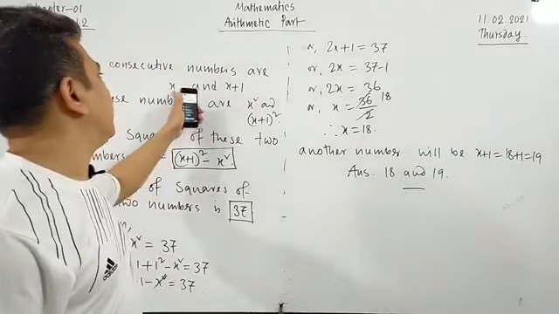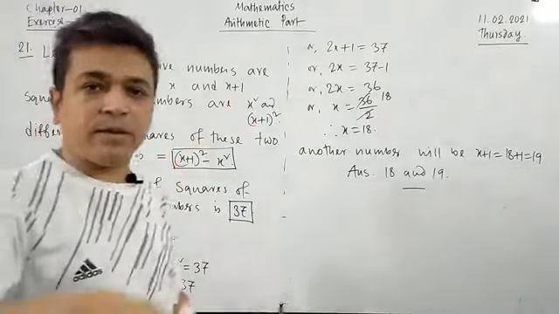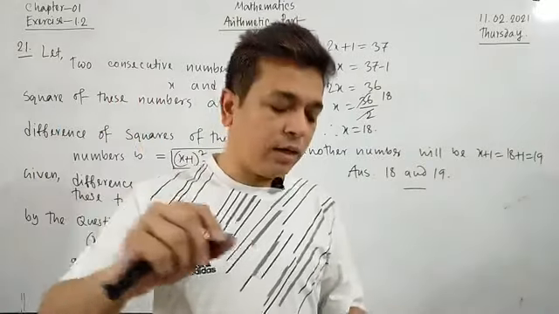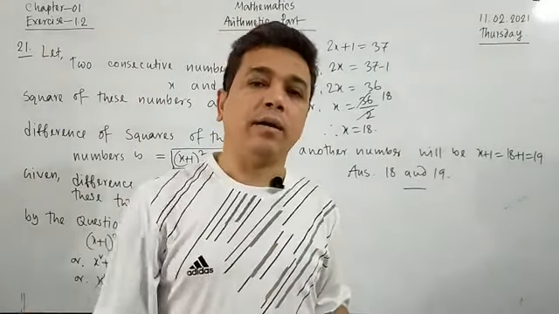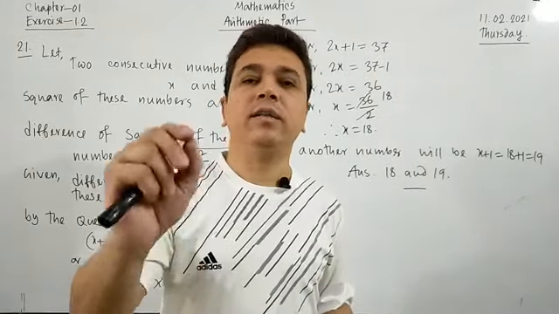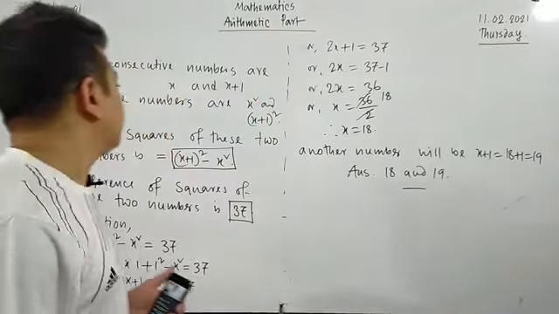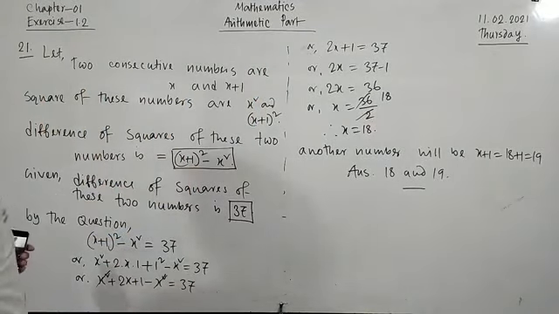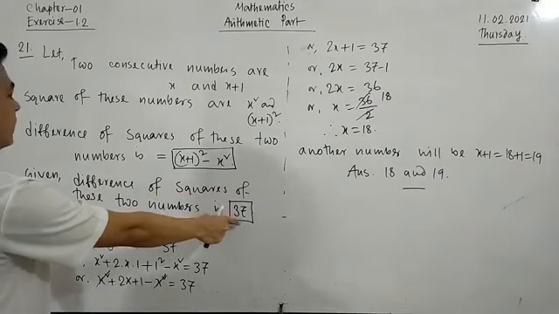Because the first number is x, the second number will be x plus 1. So x plus 1 should be the bigger one. All the time, if we consider the first number is 100, the second number will be 100 plus 1. Whatever number we consider in the first position, the second number will be that number plus 1. That is why we have written x plus 1 whole square minus x square, given the difference of the squares of these two numbers equals 37.